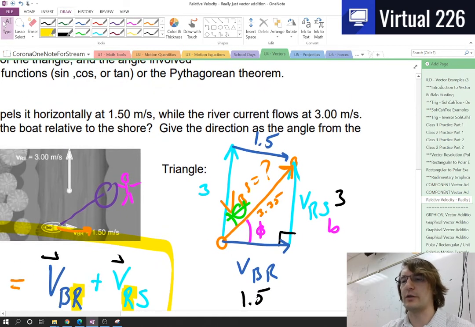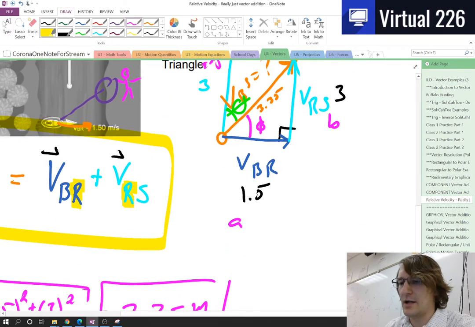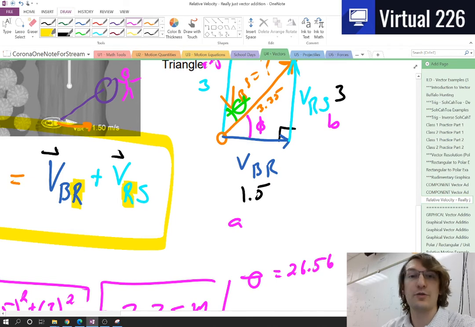If we just do a quick answer here, I'm going to use the inverse tangent. I'm going to use the 1.5 as my opposite side, and the 3 is my adjacent side. So I'm going to do the inverse tangent, and 1.5 over 3 is 0.5. So I get an angle here of 26.56 from the river current. If I wanted that as a proper polar angle, it would just be 90 minus that amount, which would give me the leftover down here of 63. So however you want to look at that, that's totally up to you.